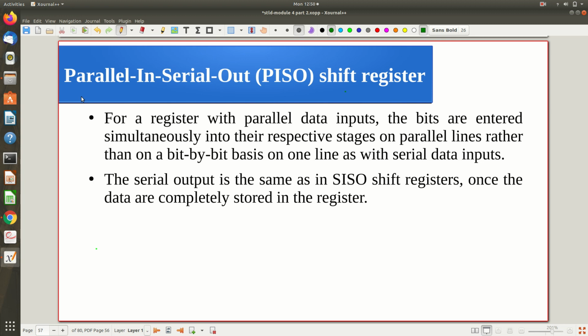Accordingly, that many input lines will be there into the respective stages of flip flop on parallel lines, rather than in a bit by bit fashion. In serial in, bit by bit we enter the data. Here we don't want that. We want to apply all the input lines simultaneously to the flip flops. The serial output is the same as in serial in, serial out. To take the output in a serial manner, you have to shift each bit so that it comes to the last flip flop, and like that you can take one after another. But you should do it only after completely loading the data into the register. So this is the idea.